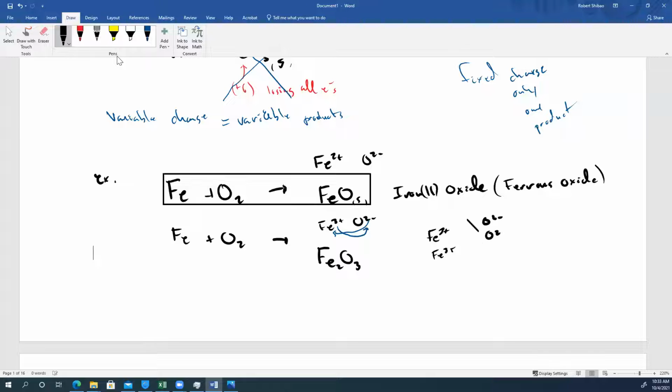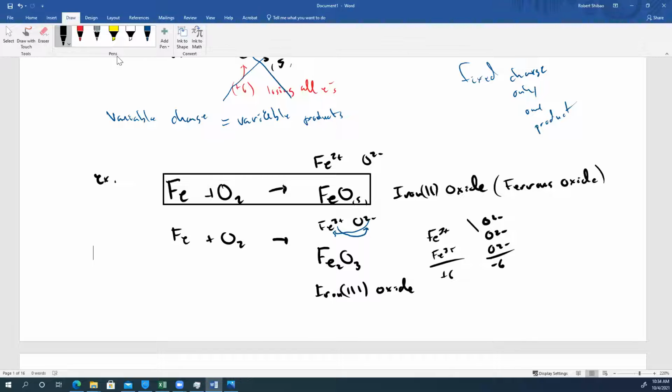Let's try that over here. And so this gives me a total charge of +6 and total charge of -6. So it's balanced out here. And we call this iron, Roman numeral 3 oxide. So both of these are possible. We could form iron 2 oxide or iron 3 oxide, depending on how vigorous the conditions are.